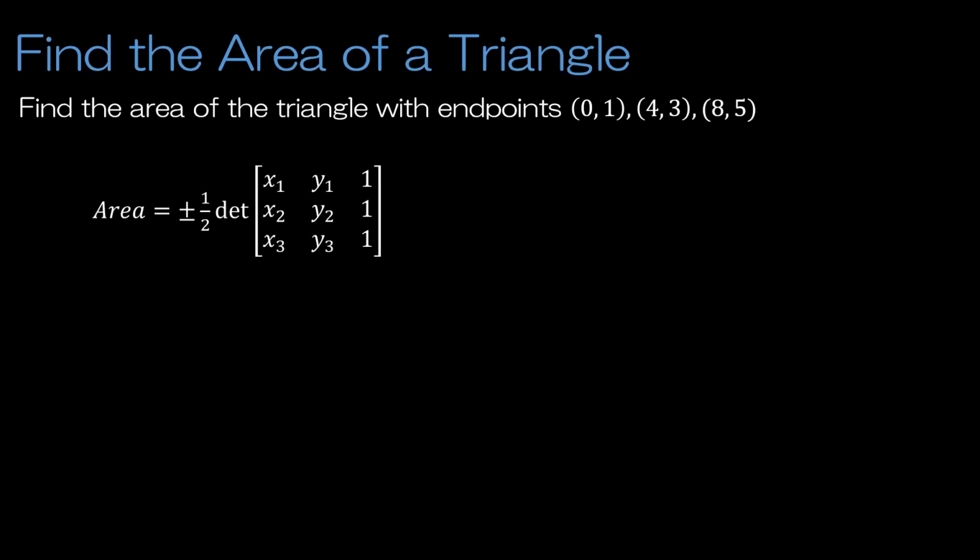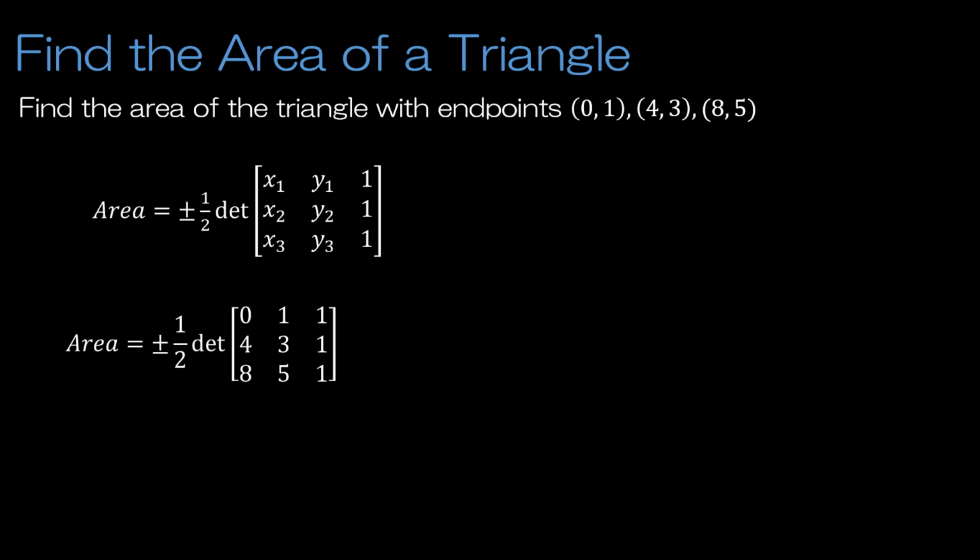For practice, I would like for you to find the area of the triangle with endpoints 0, 1, 4, 3, 8, 5 using the same method. When you are ready, press play to see how you did. Just as we did in our last example, we're going to start using the area formula, replacing x1, y1 with 0, 1, x2, y2 with 4, 3, x3, y3 with 8, 5.